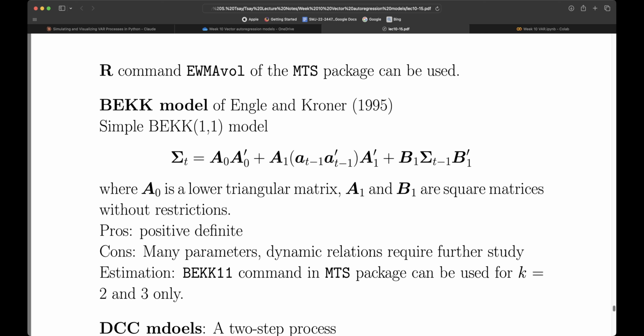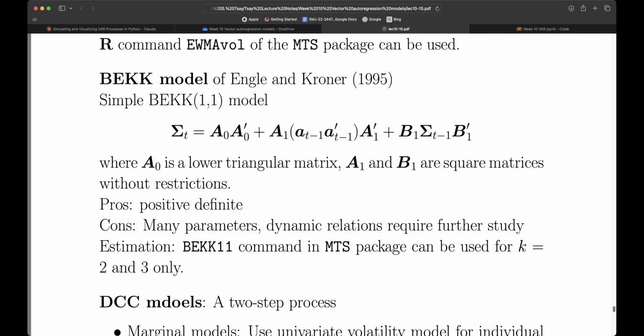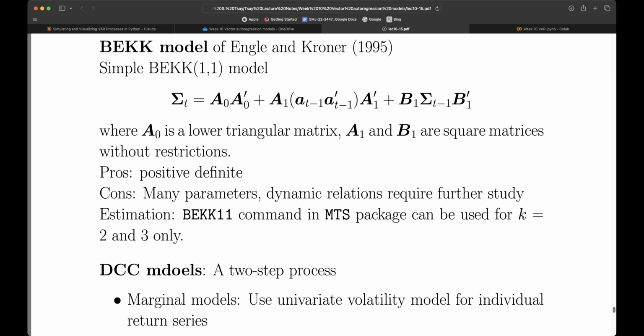There are some drawbacks, there are cons: many parameters, simply too many parameters, and the dynamics will require further study. For estimation of BEKK 1, the command in the MTS package can be used for k equal 2 or 3 only. If k is large, it is computationally too heavy.